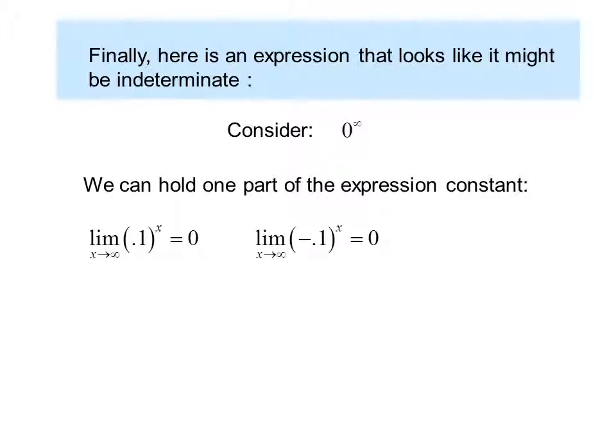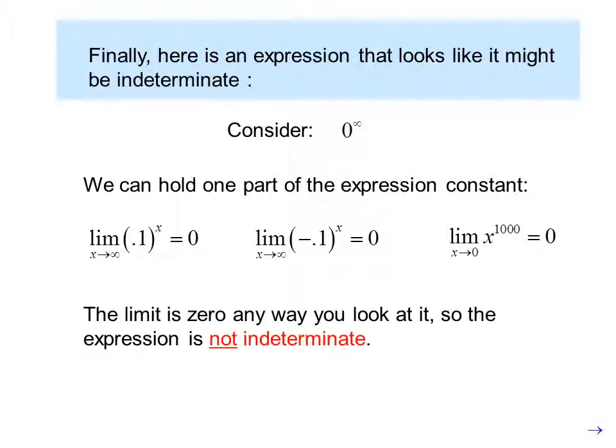If we make our constant negative 0.1, which is also close to 0 but negative, and take the limit as x goes to infinity of negative 0.1 to the x, we still get 0. Or if we take the limit as x goes to 0 of x to the 1,000, we get 0. The limit is 0 any way you look at it, so the expression is not indeterminate.